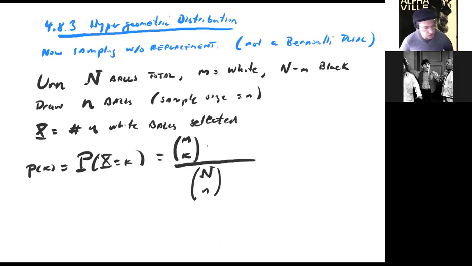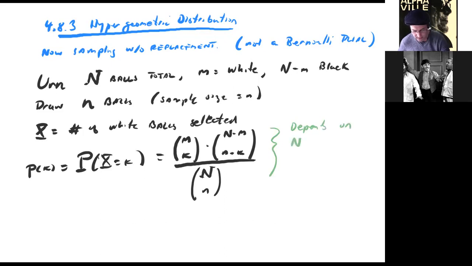And we still have to choose the black balls. So how many black balls are there? N minus lowercase m. And we're choosing n minus k. The remaining balls in our sample have to be black. So this would be the numerator of our fraction. Now let's note that this depends on three parameters: N, little n, and little m. So that's important. And here k is 0, 1, 2, 3, 4, etc.